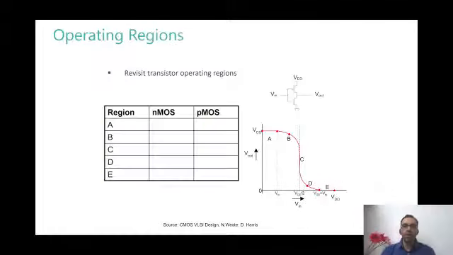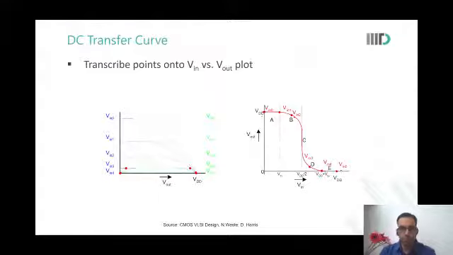Sir, in the left graph, what were we plotting on the x-axis and y-axis? On the y-axis particularly, on the left side graph. This is current, right? IDS.